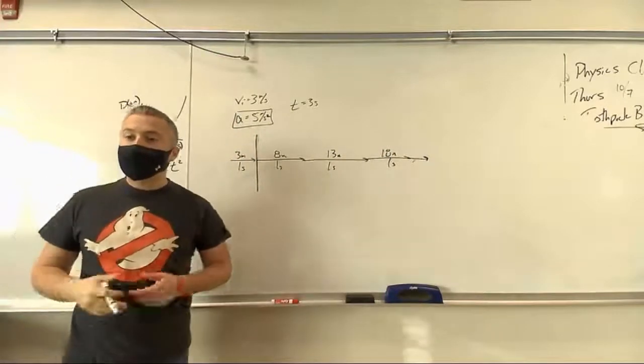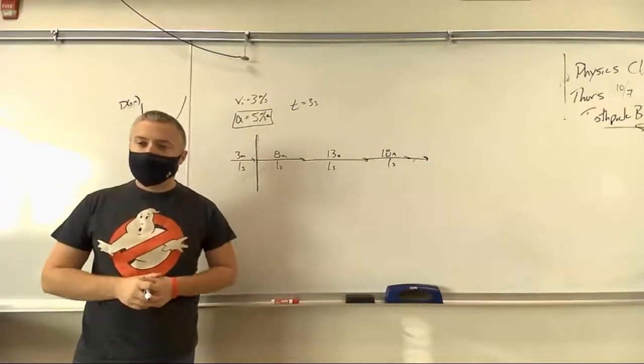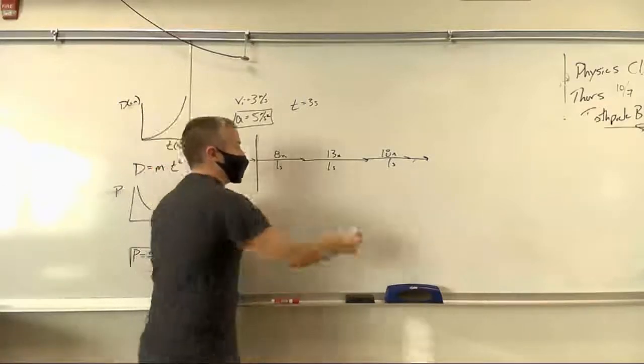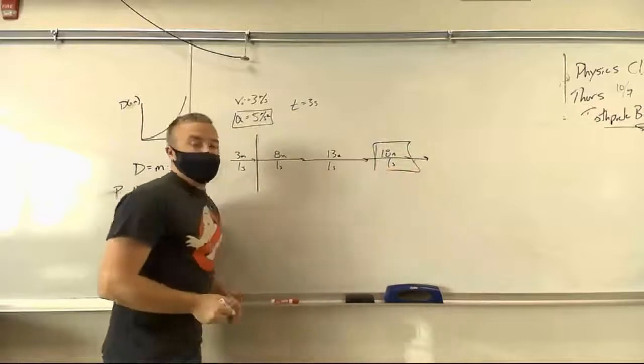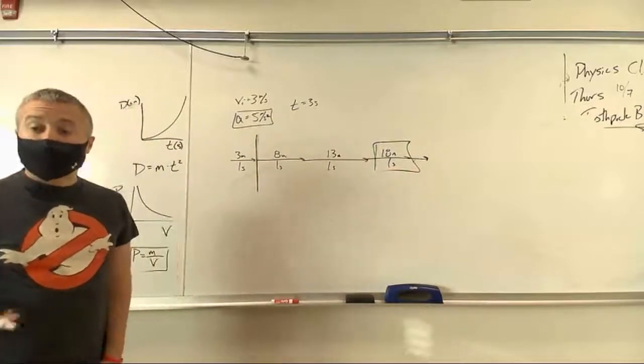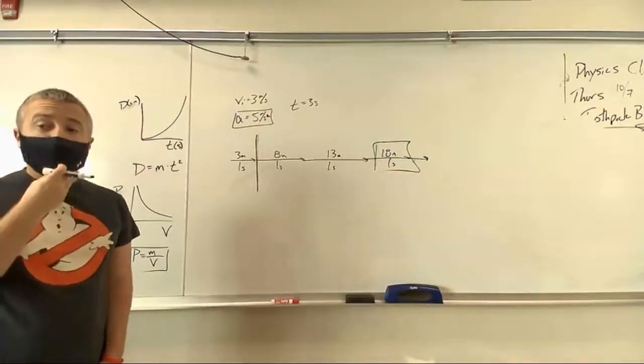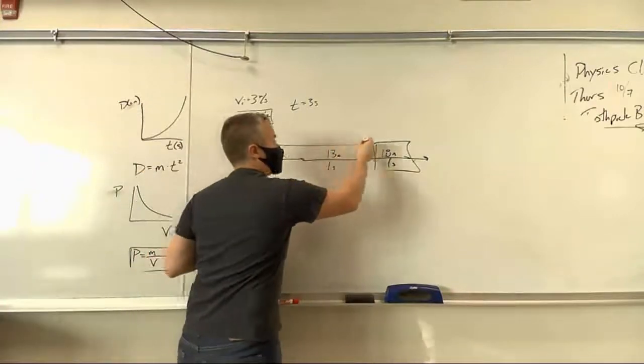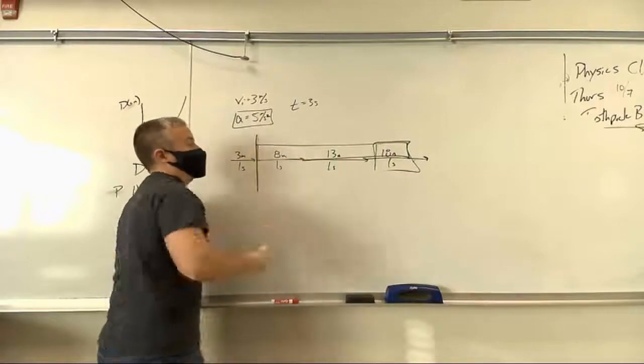The couple of questions that could potentially be asked here is how fast is it going at the end of that 3 seconds? That should be easy. That's just right here, 18 meters per second. The other question that could be asked is how far did they go in that time? You would not count this guy over here. You would just do everything right there.